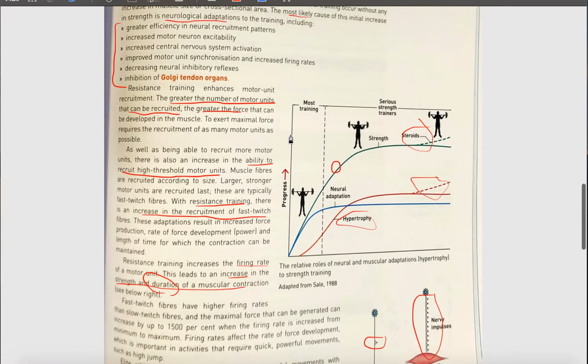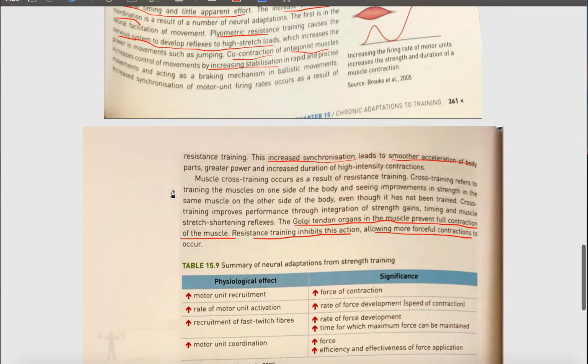The last one here, and it's one of these bold words, and some people might not know what the Golgi tendon is. But the Golgi tendon organ is the part of the muscle that actually stops the muscle from trying to contract too much. So a Golgi tendon organ will prevent a full contraction of a muscle. So if you were to flex your bicep, you will notice that the bicep doesn't totally collapse in on itself.